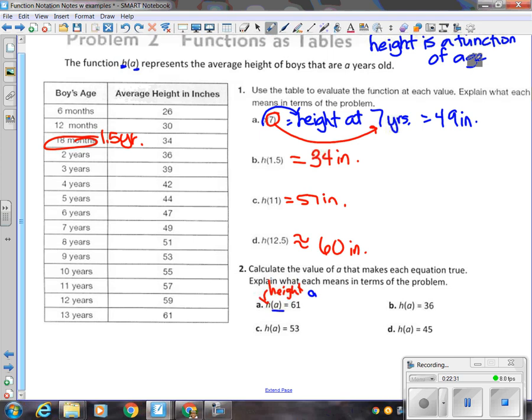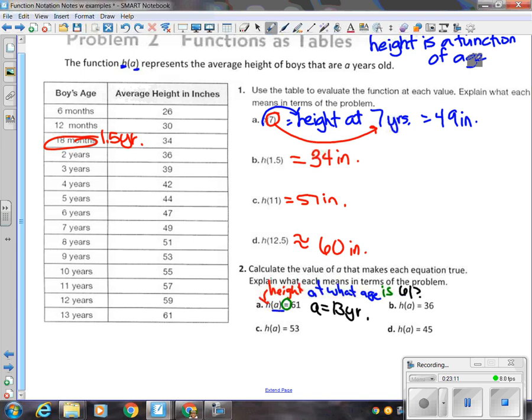Now, I don't have a number in there, right? So I'm going to say height at what age? Because I'm looking for the age, right? What do I use for equals? Is. And then what's on the other side of the equals? 61. It's almost like I could take that and make a question out of it, right? Height at what age is 61. It's almost like I'm just changing these from math letters into written words. Do you have an answer for me? 13 years. So the age equals 13 years.